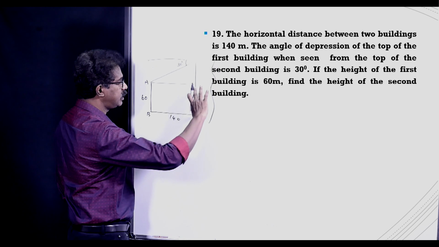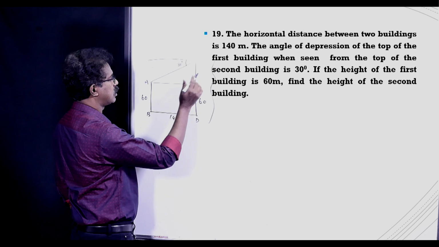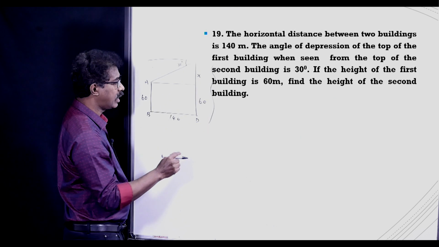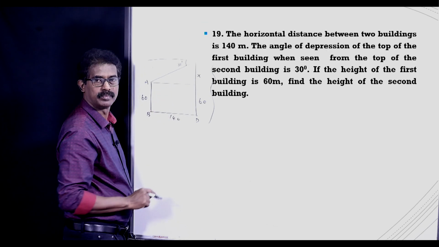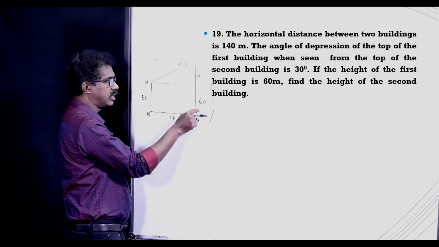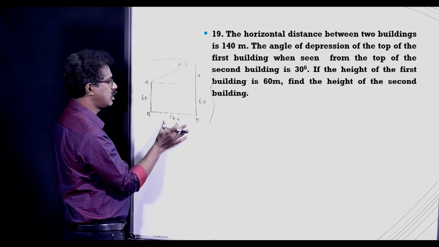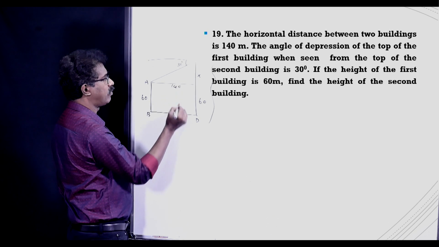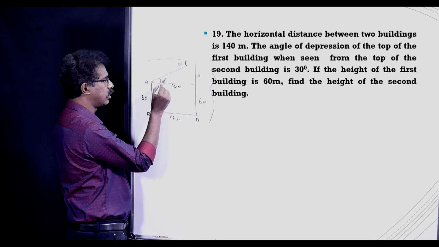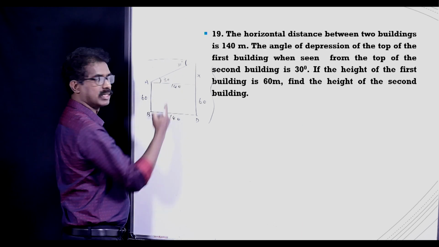So what can you do? This is 60. I am taking this as some x. So what is the height now? 60 plus x. So if I know the x value, add 60. That is the height of the building, right? So this is 140, so this also is 140. Alternate angles. This is 30. So this angle also is 30.